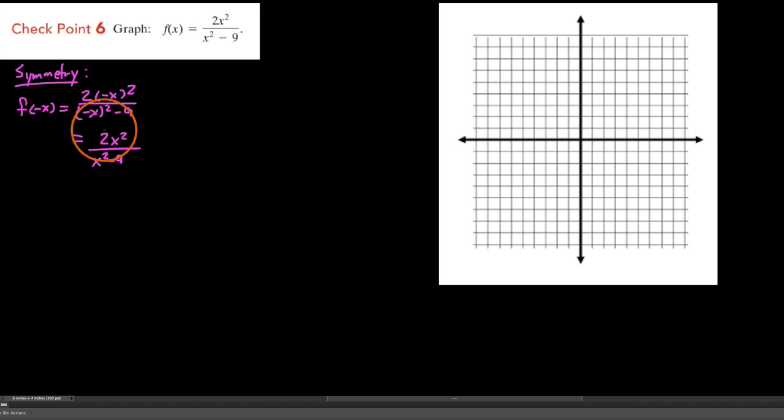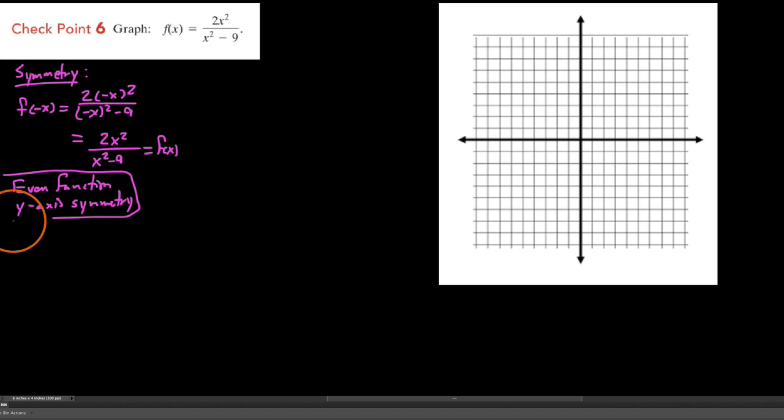Because this is the same as f of x, what we've just learned is this: it is even. It's an even function, and it has y-axis symmetry. So what this is going to do is save us some time. We're only going to have to graph half of this entire graph. So we've checked our symmetry.